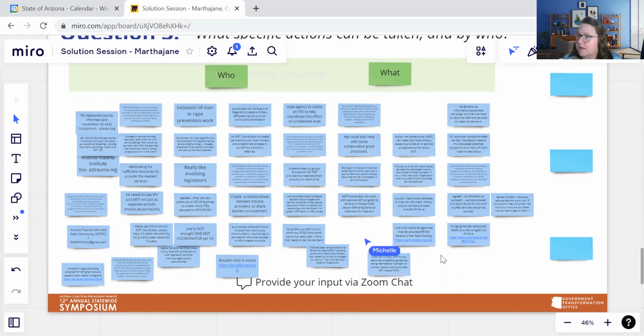That's interesting. Combat related PTSD, and it excludes MST. Interesting.